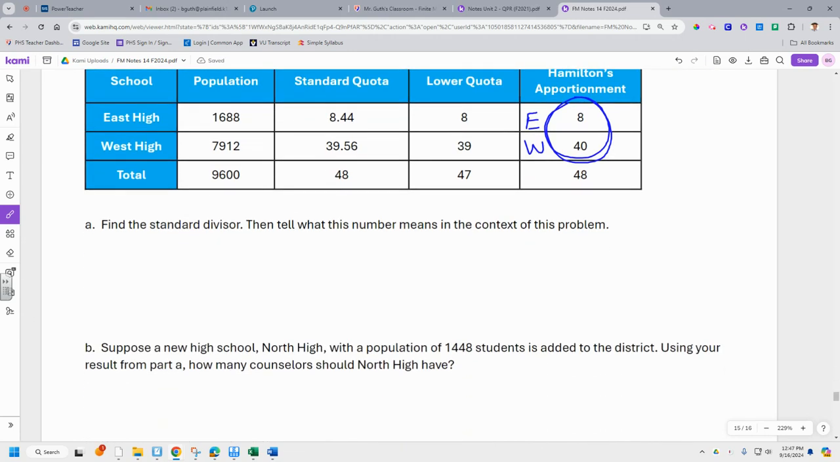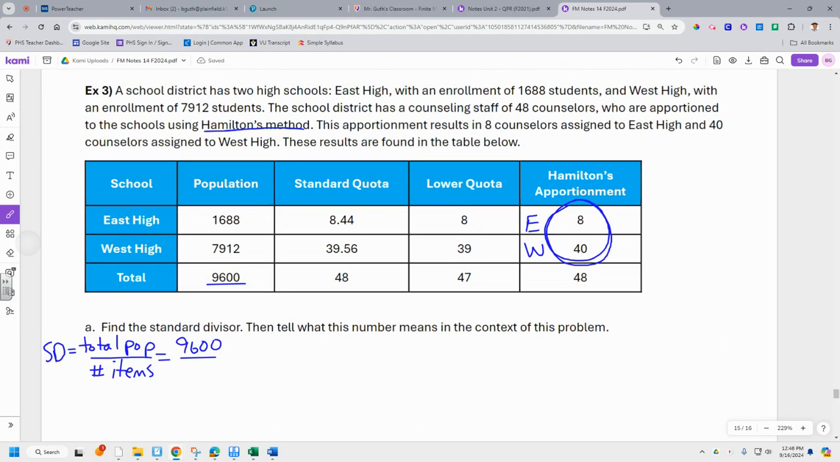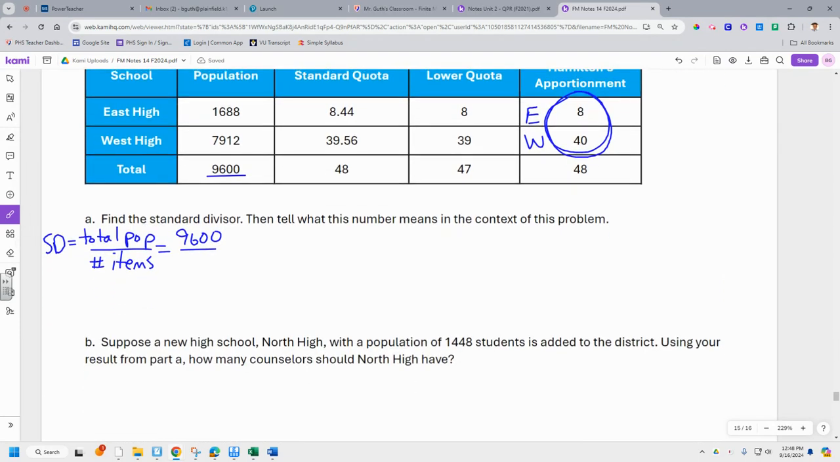Part A says find the standard divisor, then tell what this means in the context of the problem. So remember, standard divisor is the total population divided by the number of items. Total population here, I guess, is this 9,600. And we are apportioning, how many was it, 48 counselors? When you do that division, that's 200. And the standard divisor is 200.